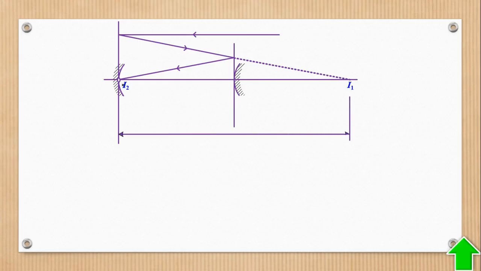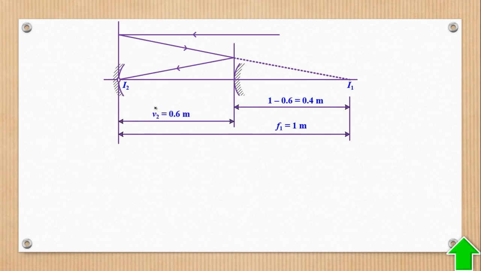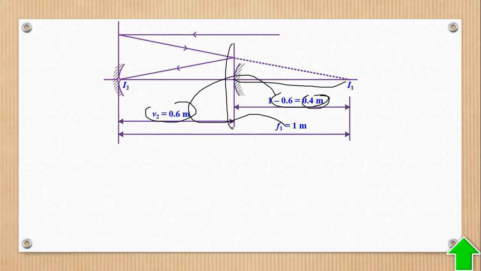So since we saw that it converges at the principal focus, the distance from here up to here must be equal to the focal length, which is 1 meter. And they told us that the mirrors are separated by a distance of 0.6, implying that the balance is 0.4. So 1 minus 0.6 gives 0.4. Now this 0.4 is the object distance of the second mirror.